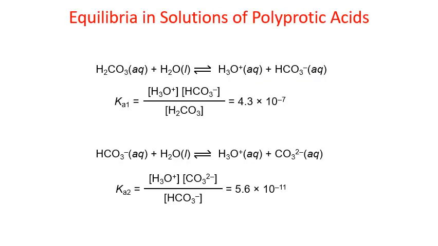Polyprotic acids can have multiple Ka values. Ka refers to a single Brønsted-Lowry reaction. So for example, the Ka1 for carbonic acid refers to just the first proton being transferred, while Ka2 will be for the second.